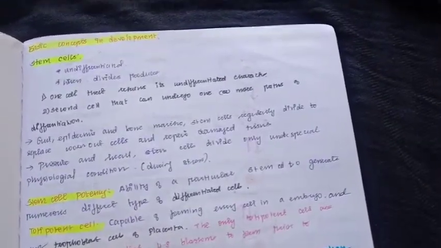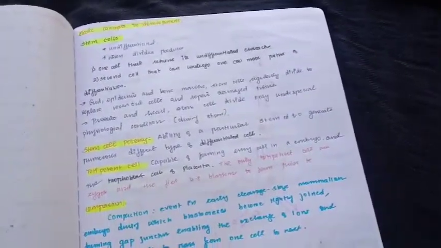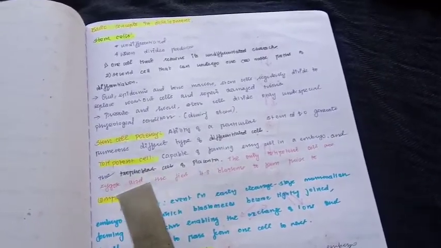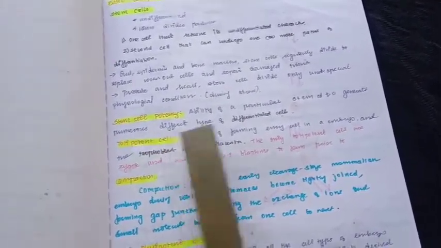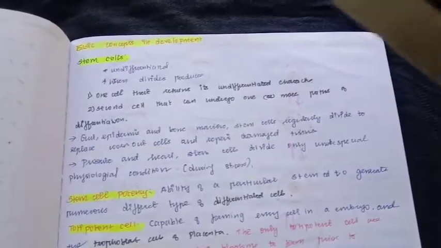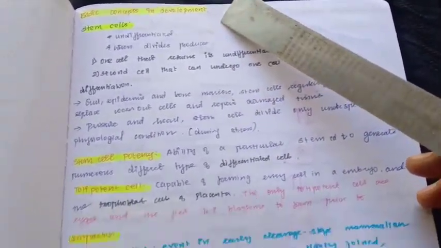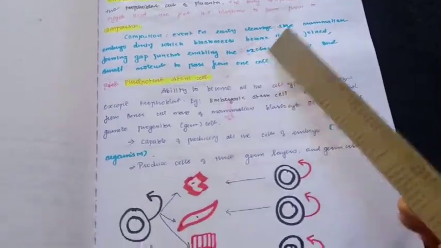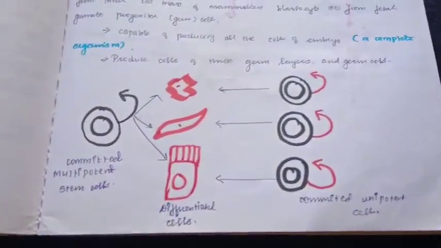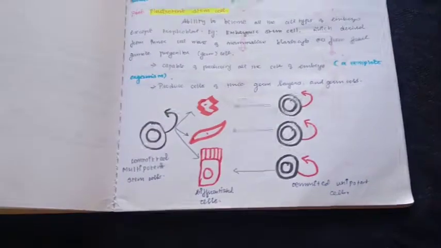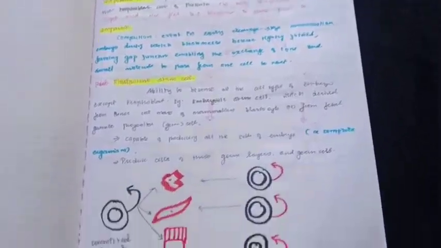This is how I'll write. These colors I won't shade initially. At the last revision I will shade them with this highlighter pen. First I write the basic concepts in development: what is meant by potency of stem cells, what is the compaction event. I'll draw the diagrams with attractive colors, friends, so that even if you don't have time to read, these diagrams will definitely help you.